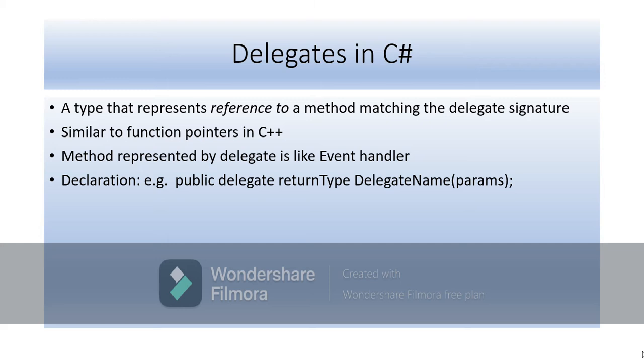And how do we declare a delegate? As simple, the access modifier like public, then the keyword delegate, return type, delegate name, and the list of parameters. However, there can be no parameters, and the return type even can be void.